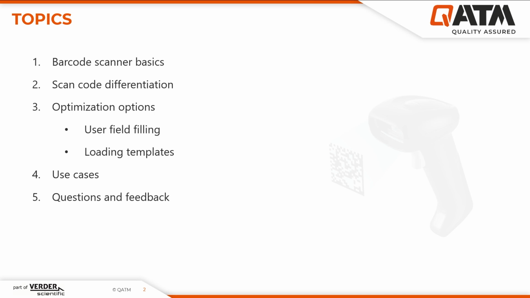Regarding the topics which we are going to explain, first of all, the basics of a barcode scanner. What is the history about it? Afterwards, I'm going to talk about the code differentiations of the one-dimensional or two-dimensional barcodes. The third topic will be the optimization options. So we have different optimization levels for filling user fields or for completely loading templates into the software with responsible templates of the test procedure.